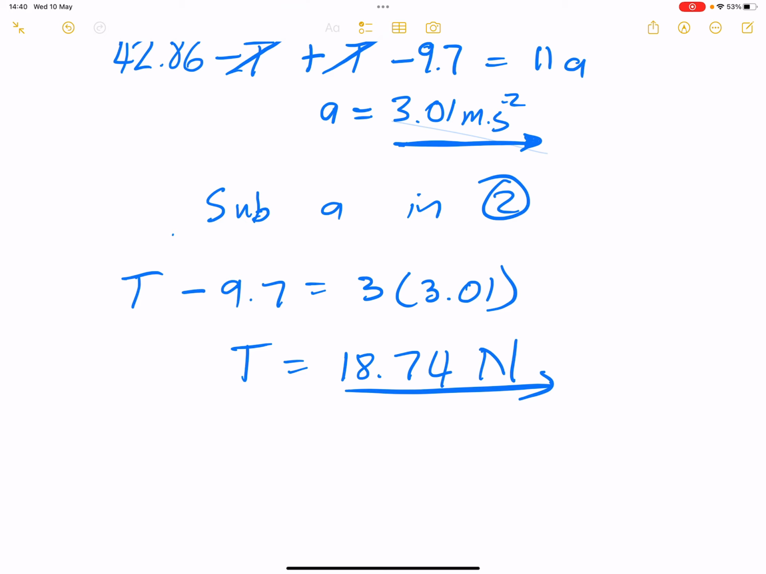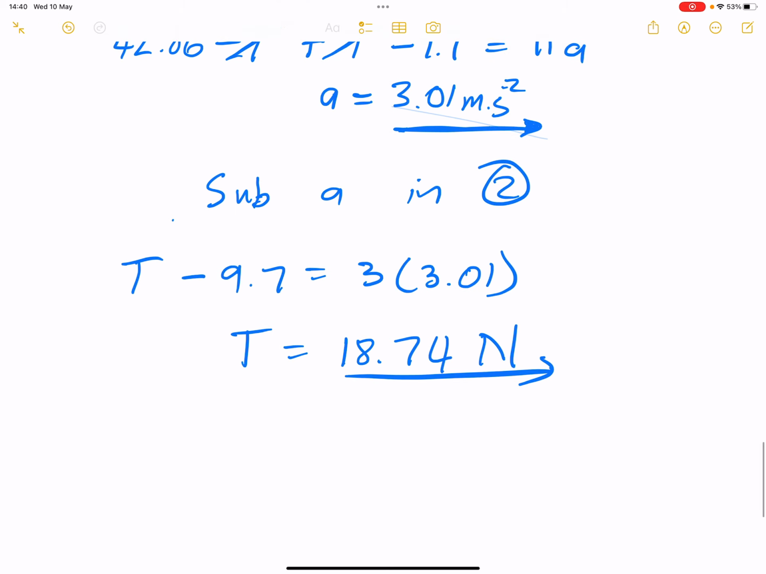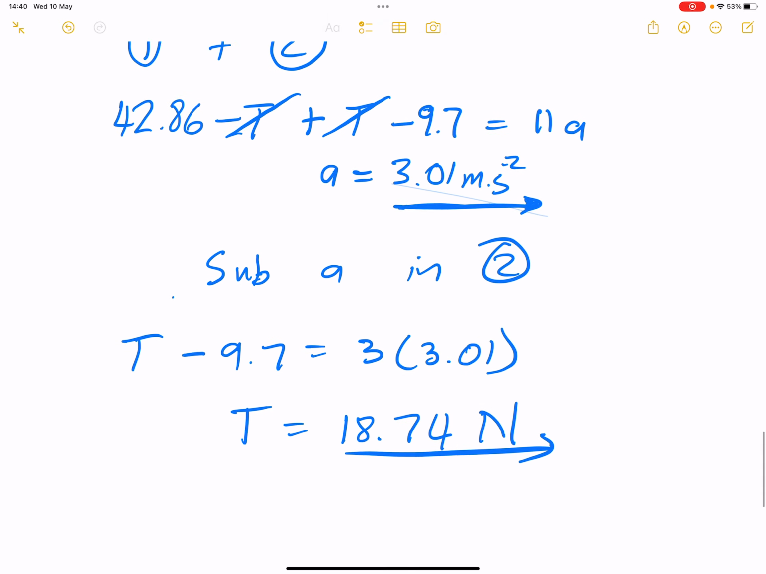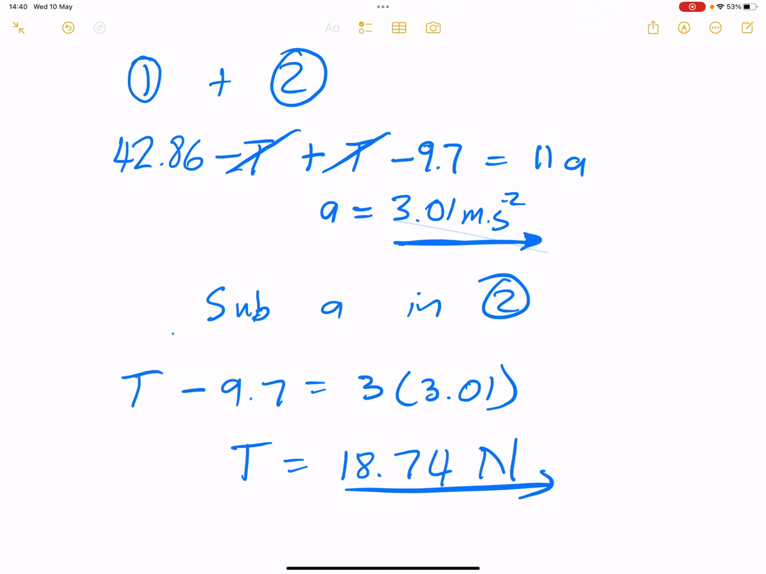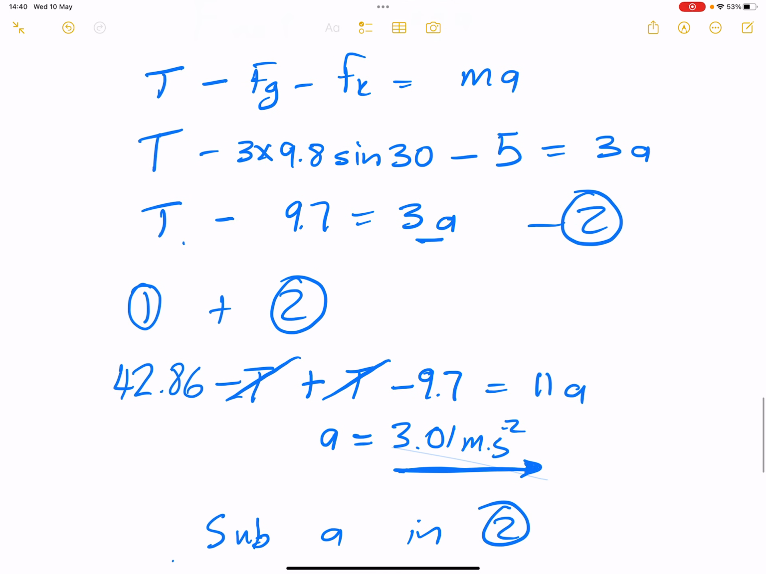I was asked by one of my students during our online lessons, when do you choose to add the two equations, versus when would I substitute the one into the other, or rather equate the two equations. Yeah, actually that's what I wanted to say.